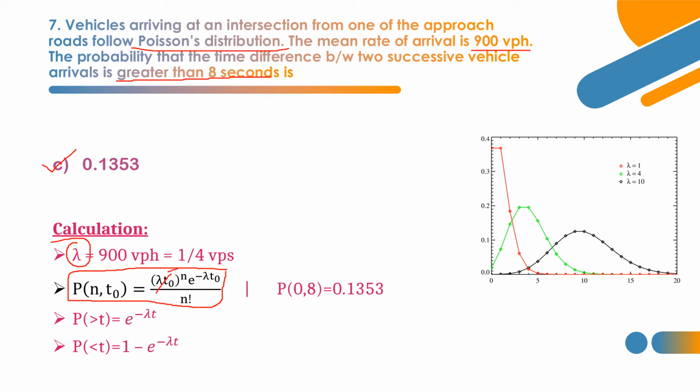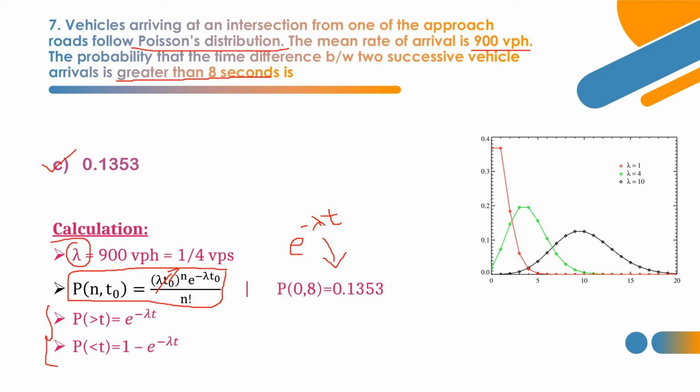So this term will vanish. So e power minus lambda t naught, that is e power minus 1 by 4 into 8, that is e power minus 2 actually, divided by n factorial. 0 factorial is 1. So the only term is e power minus lambda t. If we substitute the lambda and t values, we get the answer as 0.1353, or we can say 13.53 percent. So this is how we have to calculate as per the Poisson distribution method.